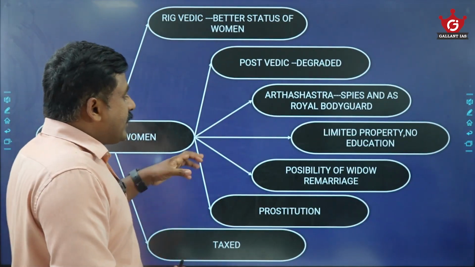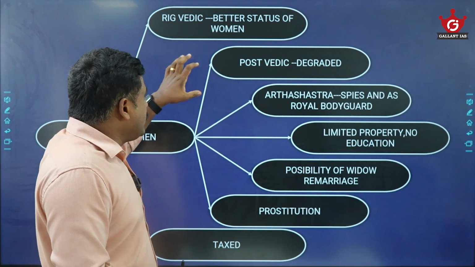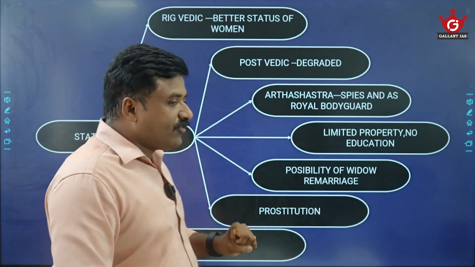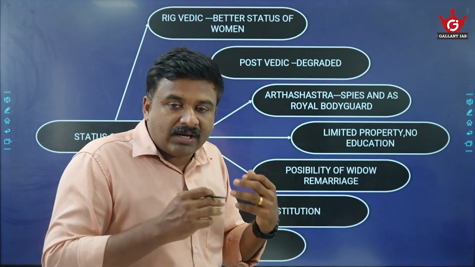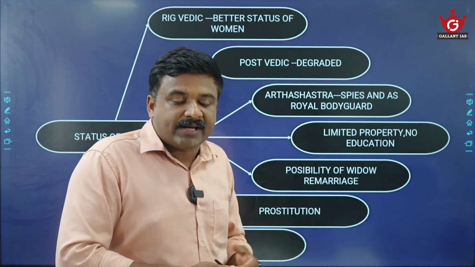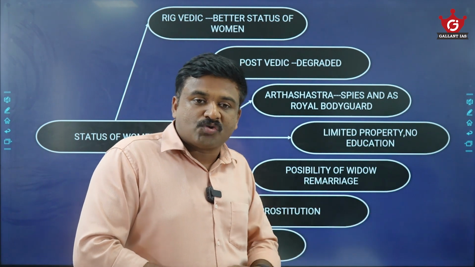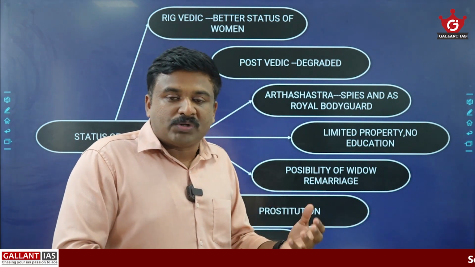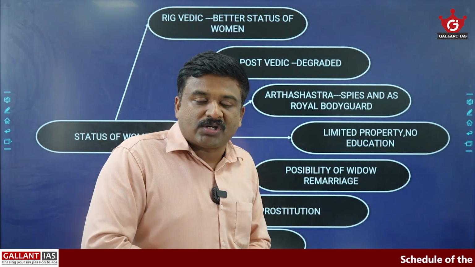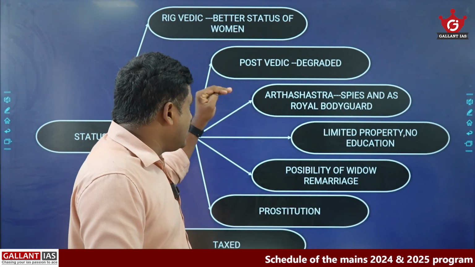The status of women, how it is discussed in the literature. For example, the Rig Veda talks about the better status of women. Women hymn composers are there. Women participated in the tribal assemblies, Sabha and Vidatha. Women participated in the rituals along with their husbands. They had the right to education. So such things are discussed in the Rig Veda. Rig Vedic hymns talk about the better status of women.